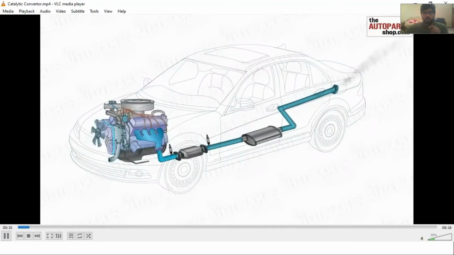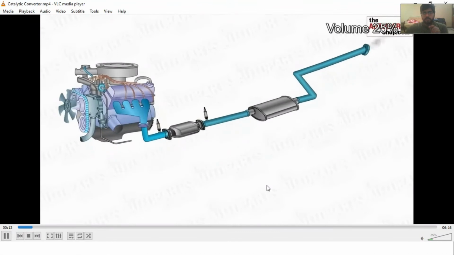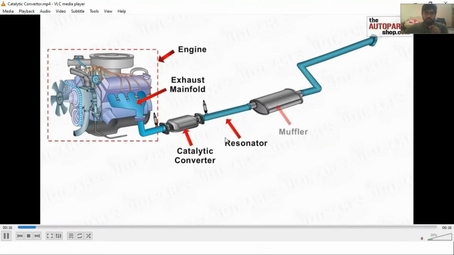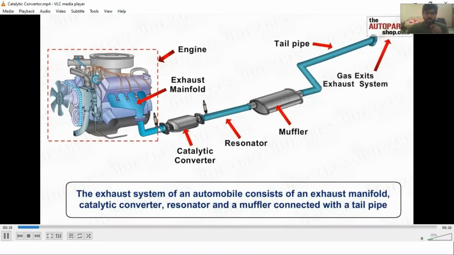Now again, here you can see this is our IC engine, and this is the catalytic converter attached to the exhaust manifold. Then we have a resonator and a muffler. Muffler is basically just reducing the noise of the exhaust gases, because these exhaust gases are coming from the engine at quite high speed and at quite high pressures. So again, mufflers are being used for that purpose. Our main focus is not on the entire exhaust system, but only on the catalytic converter here. So we will focus on that only.